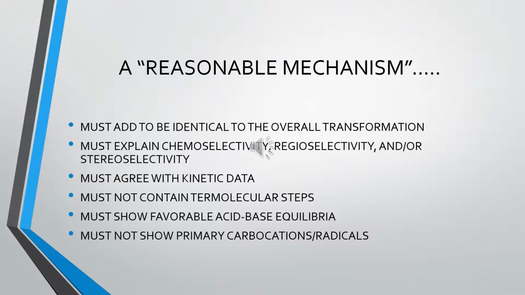Let's summarize in one place what a reasonable mechanism must have, the characteristics of a reasonable mechanism. Okay, number 1, of course, it's got to add. All the steps must add to be identical to the overall transformation. Number 2, it must explain any chemoselectivity, regioselectivity, and/or stereoselectivity, if defined. Number 3, it must agree with any kinetic data that may be available.